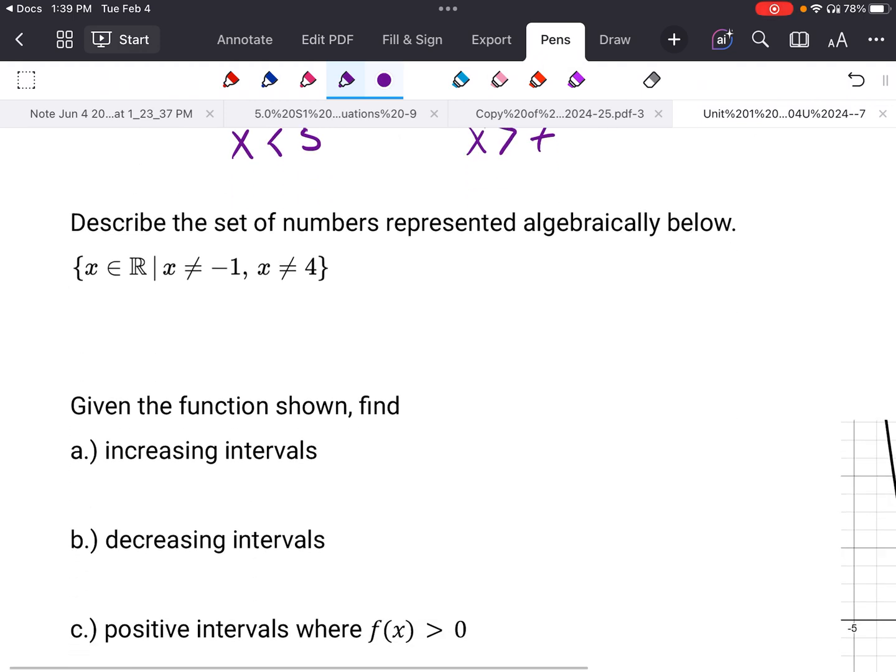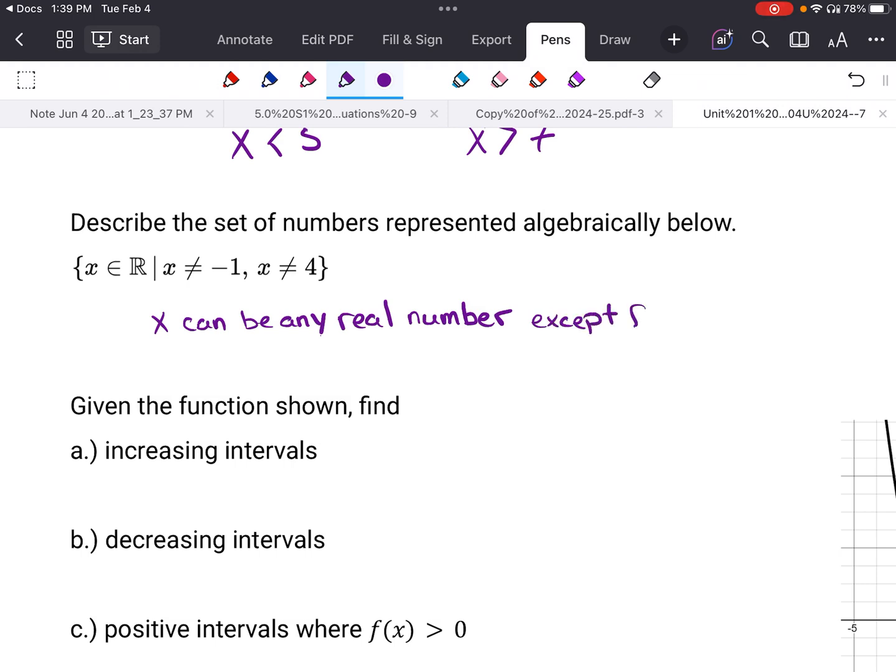Okay, describe the set of numbers represented algebraically below. So we're describing what can happen here, and this is telling us that x can be any real number except for -1 and +4.